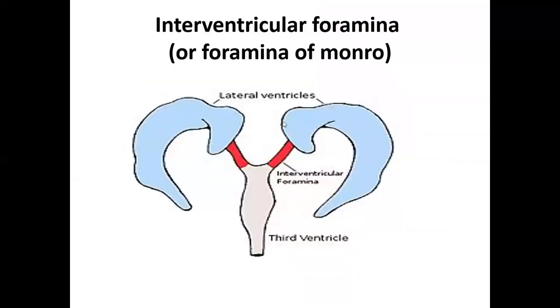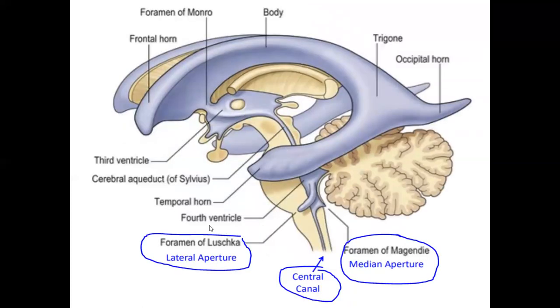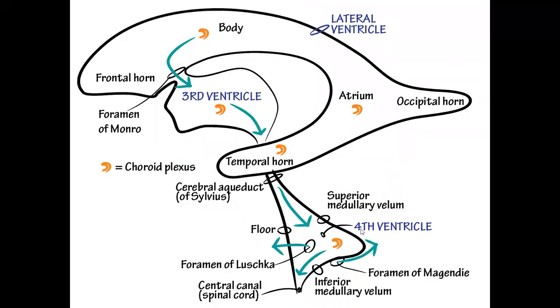So there are two lateral ventricles that communicate with the third ventricle through the interventricular foramen. And you can see the two foramina of Luschka, lateral aperture, and the medial aperture, and this is the fourth ventricle. So this is the fourth ventricle, this is the floor of the fourth ventricle, this is the roof of the fourth ventricle. So this is the third ventricle, and the lateral ventricle has two frontal horns, temporal horn, occipital horn, and body and atrium.